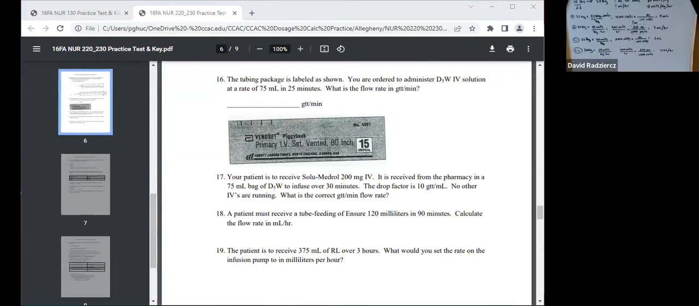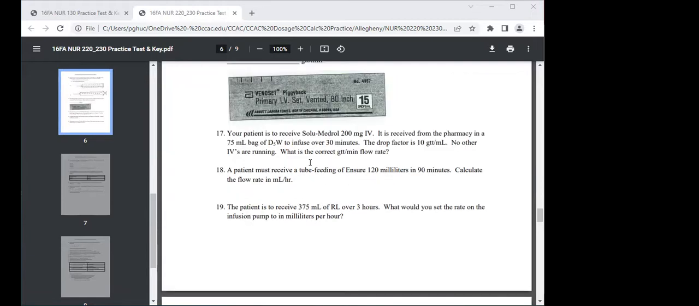All right, so for question 17, it says your patient is to receive Solumedrol 200 milligrams IV. It is received from the pharmacy in a 75 milliliter bag of dextrose 5% water to infuse over 30 minutes. Drop factor is 10. No other IVs are running. What is the correct drops per minute flow rate? As a reminder, when you're doing drop rate, you need two pieces of information: flow rate and drop factor. Flow rate is 75 milliliters over 30 minutes, and your drop factor is 10. So let me work that out.